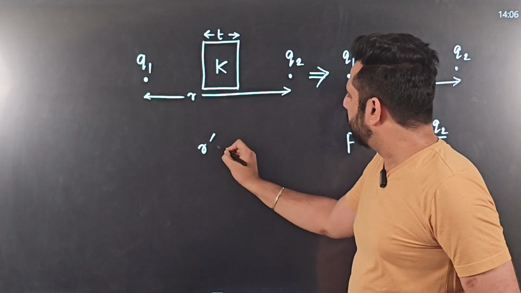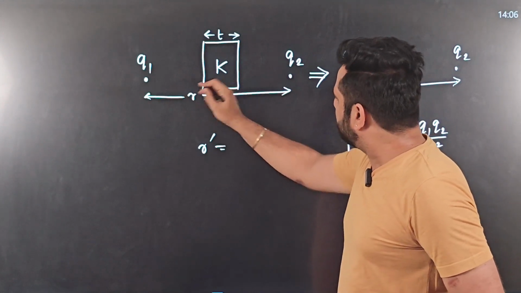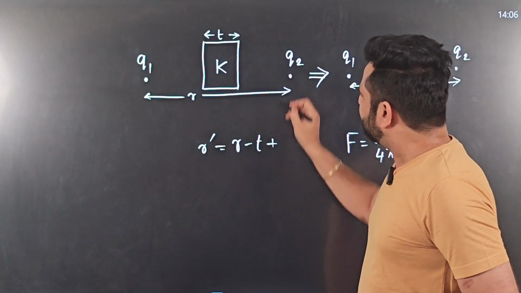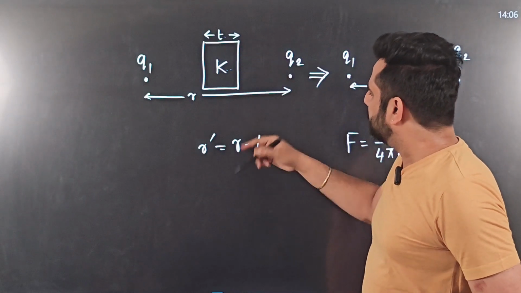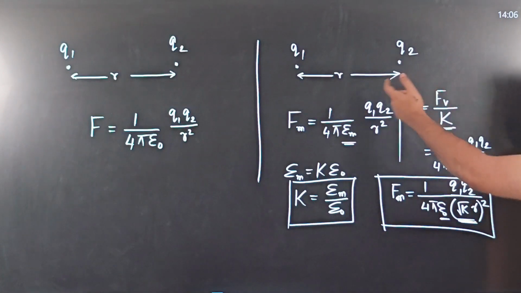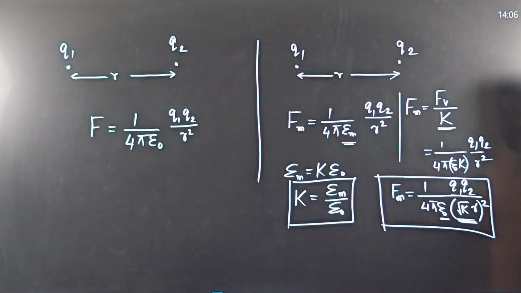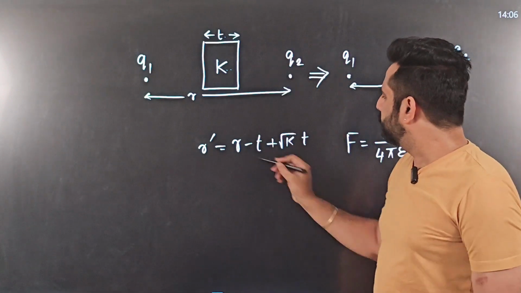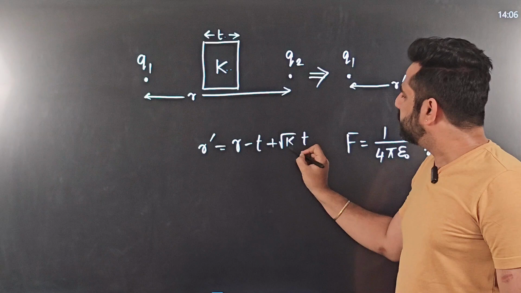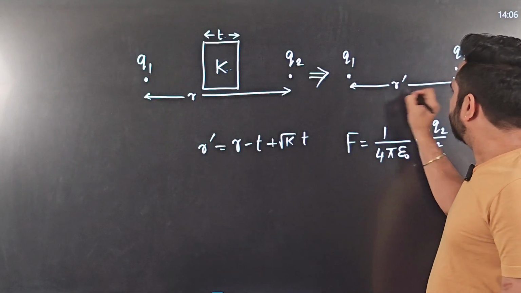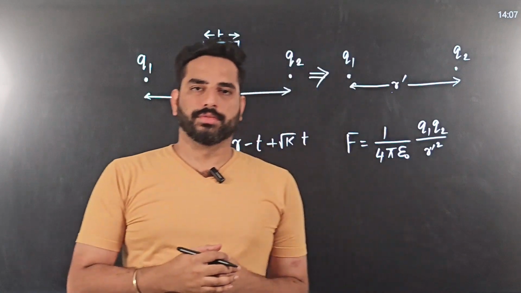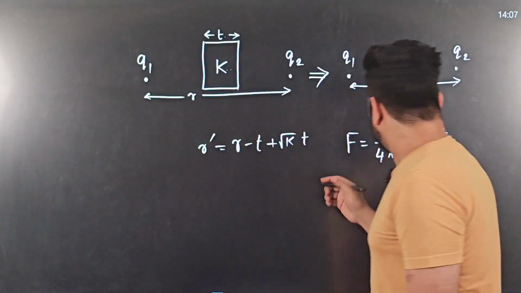This r dash is nothing but, so r minus t length is already in vacuum, plus t length in dielectric medium is equivalent to root k t as we just derived. R length is equivalent to root k r, so t length is equivalent to root k t. So r dash is r minus t of vacuum plus root k t of vacuum. That is the effective distance in vacuum between two charges Q1 and Q2. The problem is pretty much simplified.